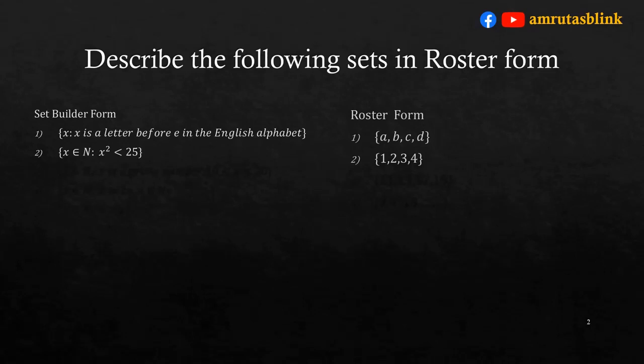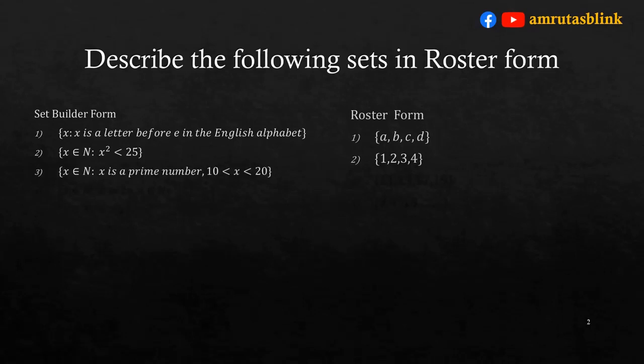Now in this problem X square should be less than 25. So we can just consider the natural numbers 1, 2, 3 and 4. Here we cannot include 5 because 5 square is equal to 25 and in our question we want X square to be less than 25. That's why our answer would be just 1, 2, 3 and 4.